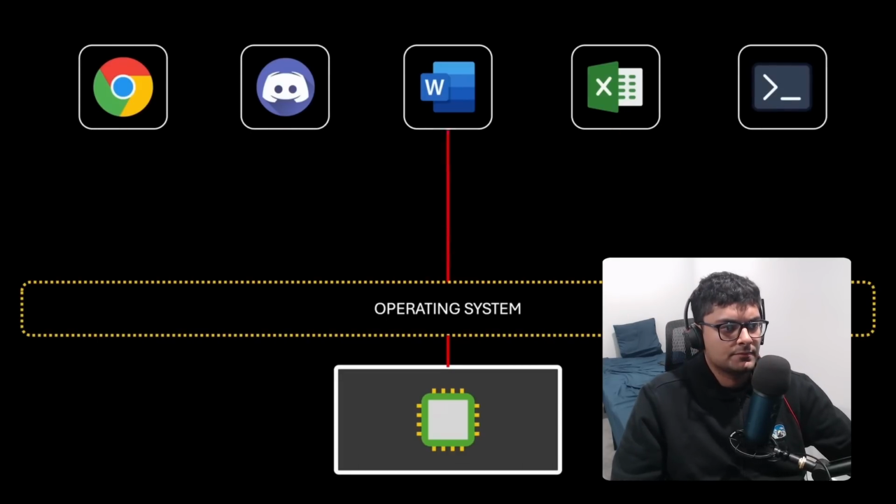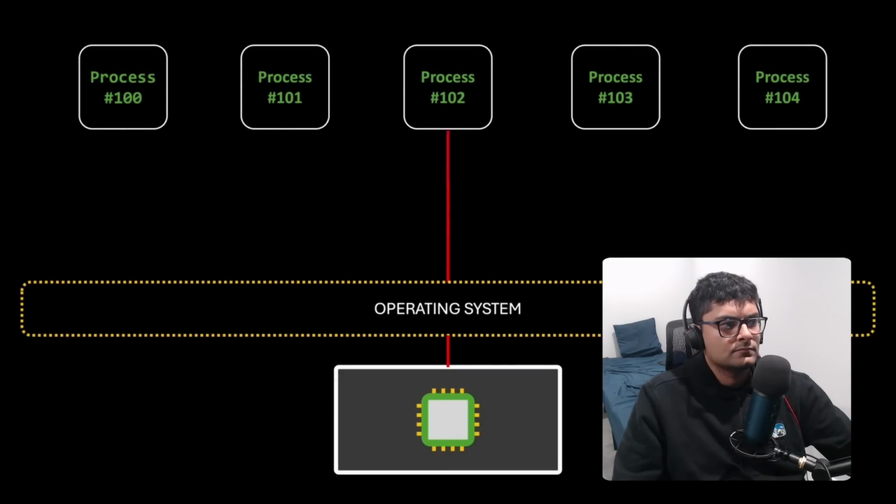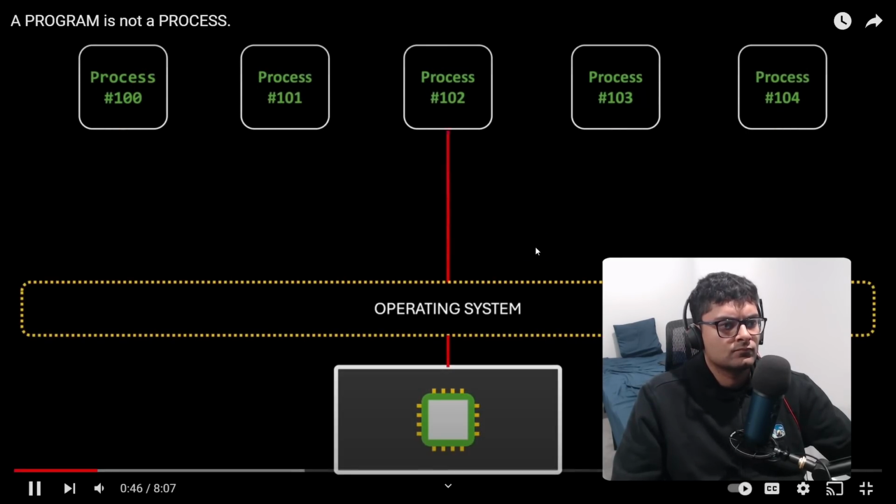To allow a single user to run multiple programs at once. But in computer science, we don't refer to these entities as programs, but rather as processes. So today, we are going to learn the difference.